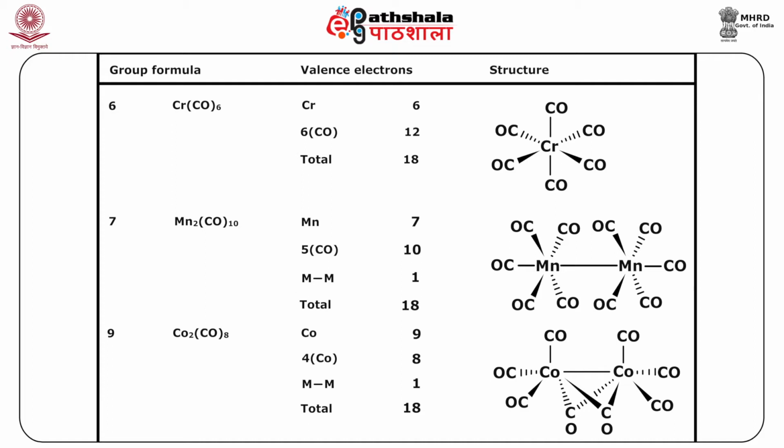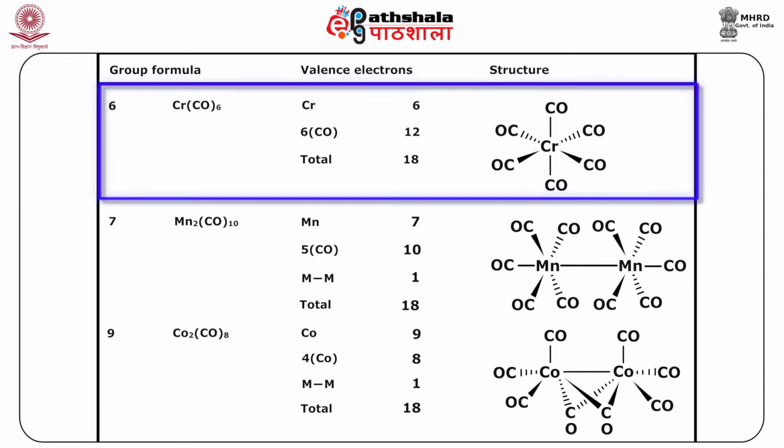structures as shown here. If you look at the formula, which is Cr(CO)6, where there are 6 carbonyl ligands, then the number of valence electrons, if we count in chromium there are 6, and because of 6 carbonyl there are 12. So, total number of valence electrons you can count, there are 18, and the structure corresponding is this one, as you can see.